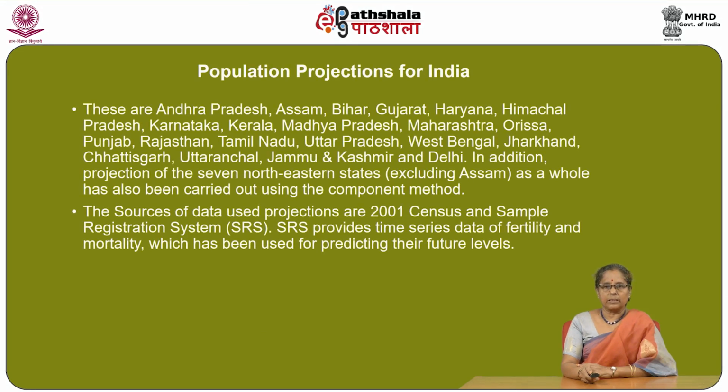These are Andhra Pradesh, Assam, Bihar, Gujarat, Haryana, Himachal Pradesh, Karnataka, Kerala, Madhya Pradesh, Maharashtra, Orissa, Punjab, Rajasthan, Tamil Nadu, Uttar Pradesh, West Bengal, Jharkhand, Chhattisgarh, Uttaranchal, Jammu and Kashmir and Delhi.